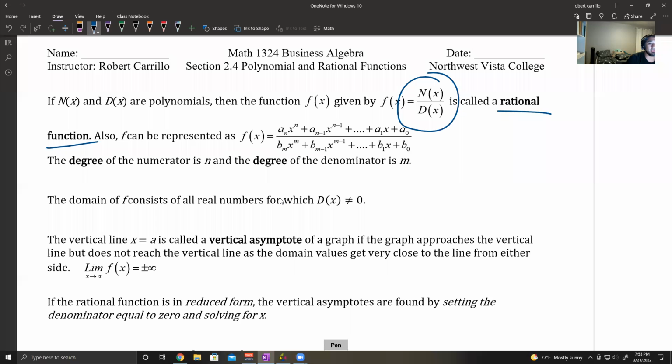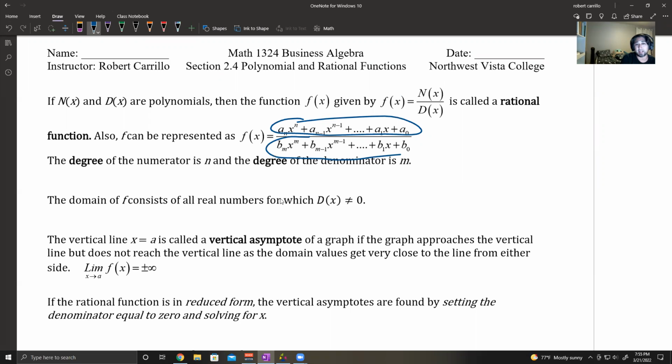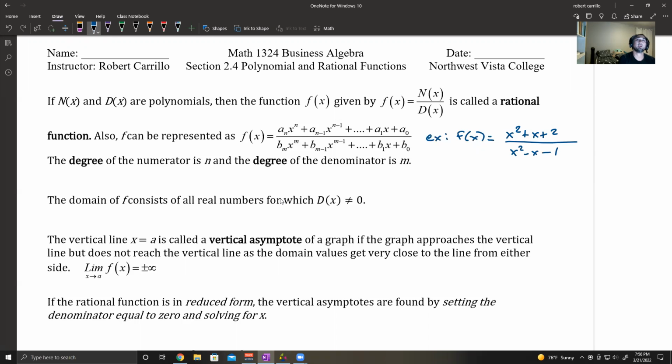This rational function can also be represented as, look at all this crazy stuff, right? But remember, it is the standard form of a polynomial, highest power to lowest power to constant, over another standard form polynomial, highest power to lowest power to constant. So let's say I just drew an example of that. I said f of x equaled x squared plus x plus 2 over x squared minus x minus 1. So again, it's just a polynomial over a polynomial. That's it. Highest power to lowest power to constant.